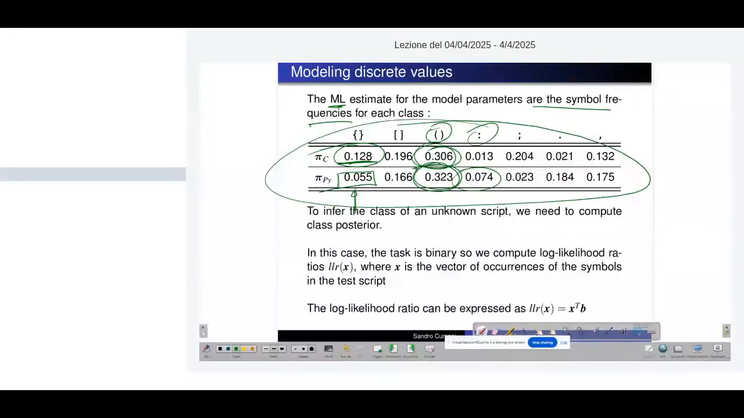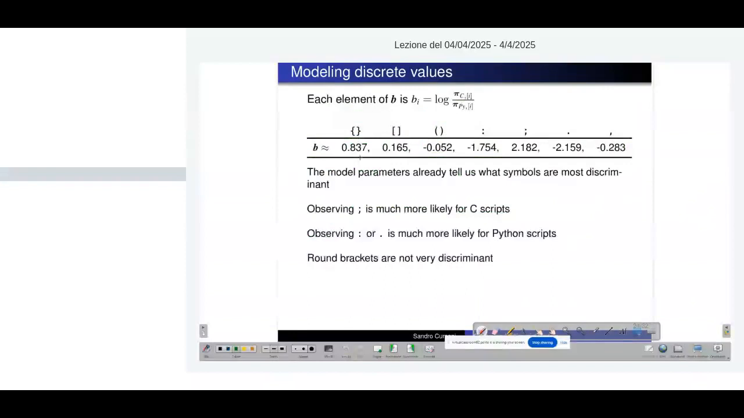Now, when we want to make inference, we now need to compute our class posterior, and since it's binary, we don't go through the class posterior explicitly, we do the inference through the log-likelihood ratio. Why? Because we will see that that tells us something on which of these is actually interesting to distinguish the two classes.